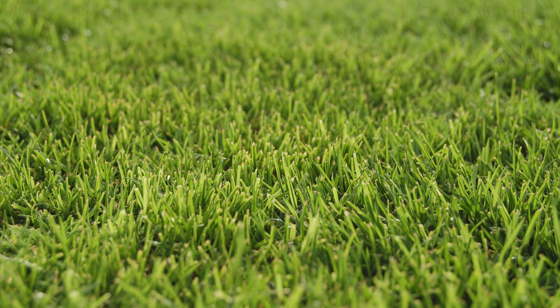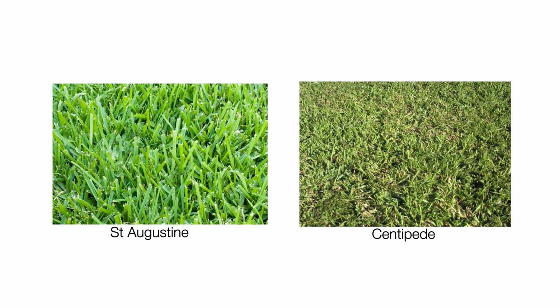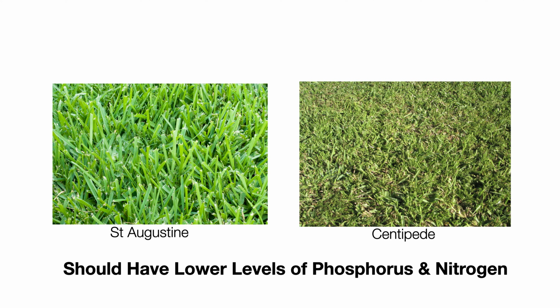Certain types of grasses can take higher levels of nitrogen and others cannot take those higher levels of nitrogen and need higher levels of phosphorus and potassium. For example, Bermuda grass can take higher levels of nitrogen. St. Augustine and centipede should have lower levels of phosphorus and nitrogen.